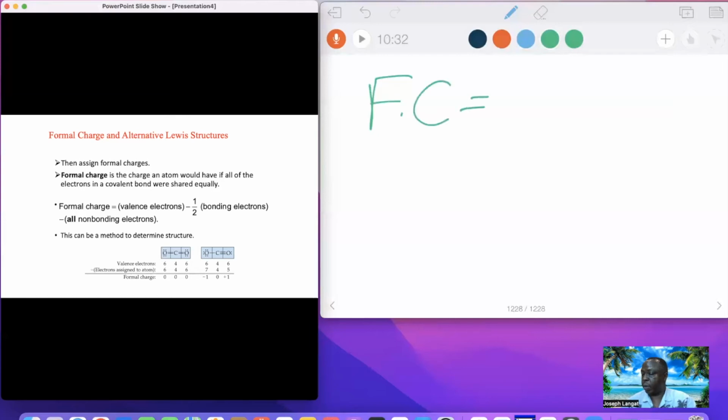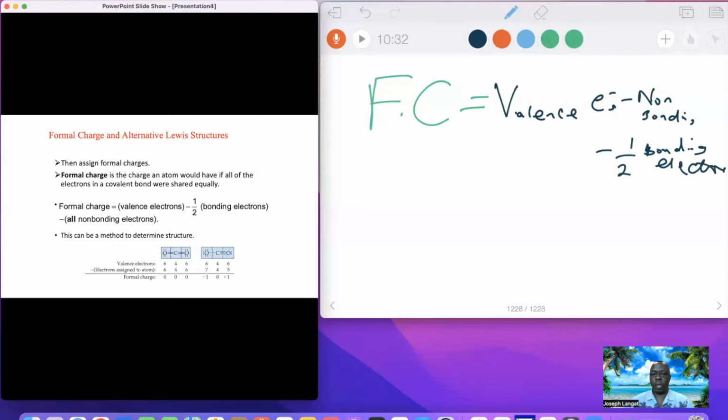Formal charge is given by valence electrons minus nonbonding electrons minus a half of the bonding electrons. So the equation is right here. Formal charge is the valence electrons for the single atom minus half the bonding electrons.